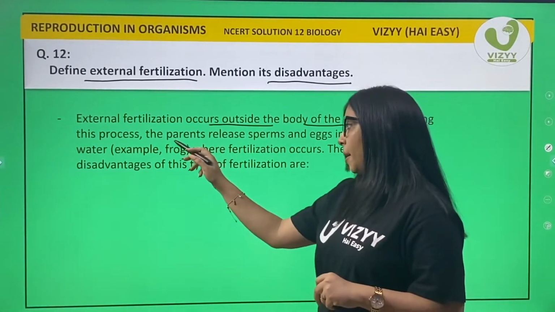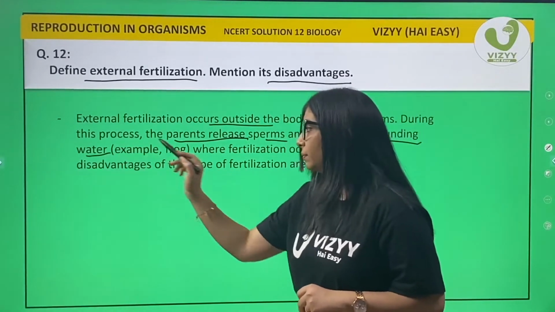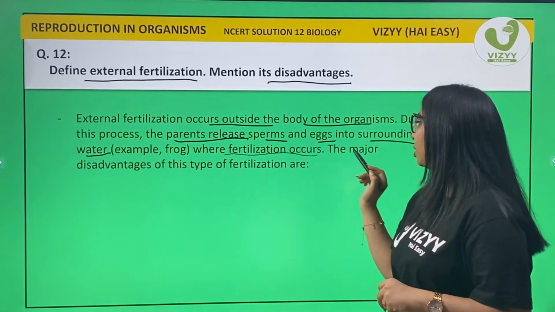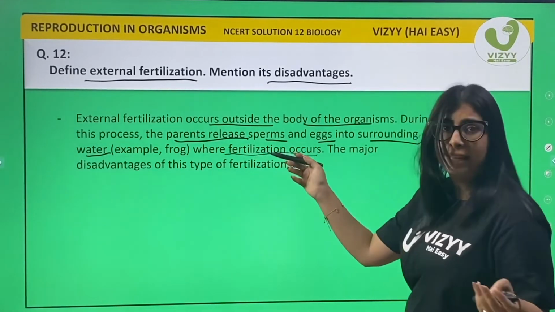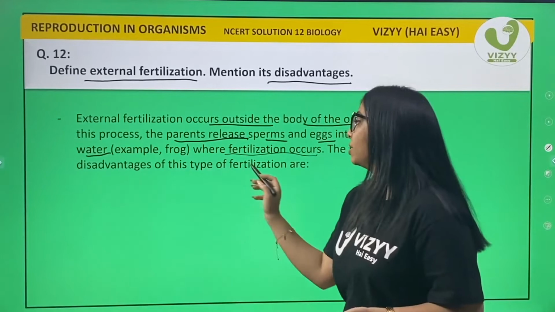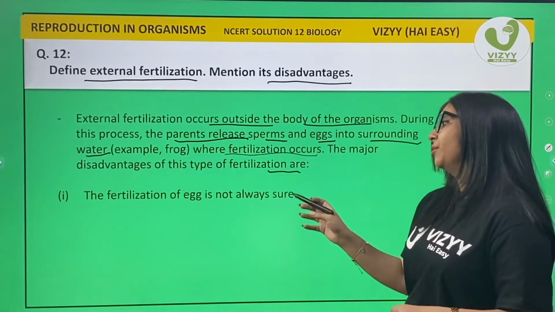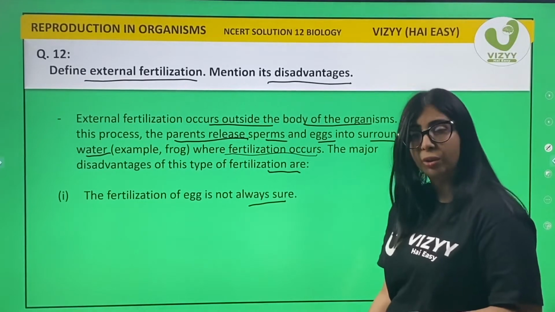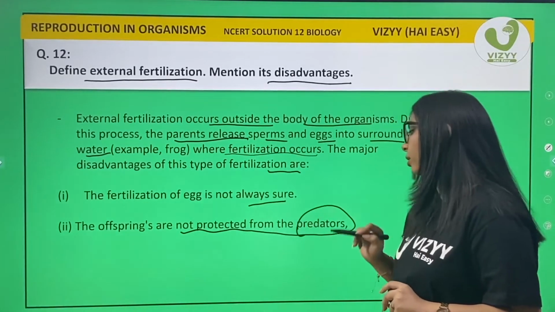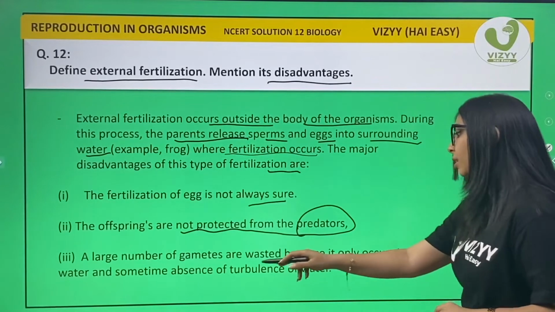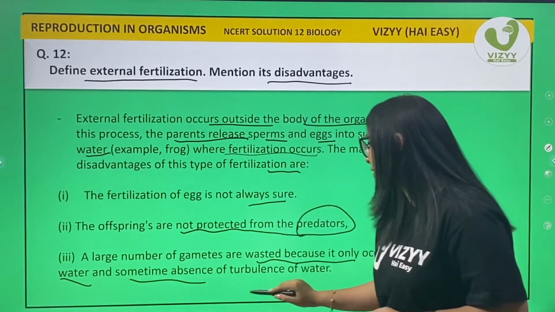In this process, the parent releases sperm and eggs into the surrounding water, where fertilization occurs. The major disadvantages of this type of fertilization are: first, the fertilization of the egg is not always sure. Second, the offspring are not protected from predators. Third, a large number of gametes are wasted because it only occurs in water and sometimes in the absence of turbulence of water.